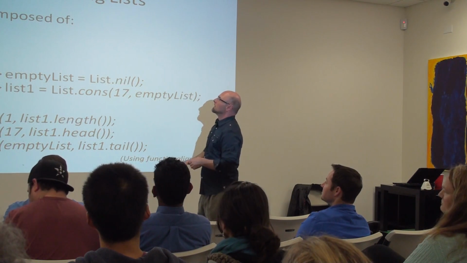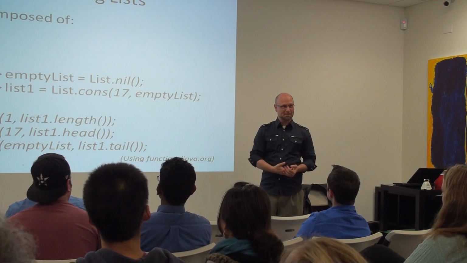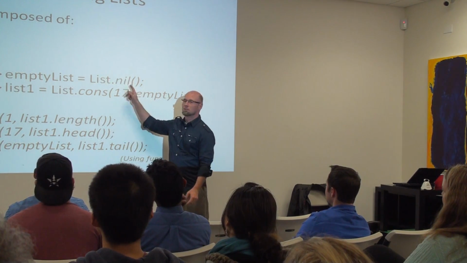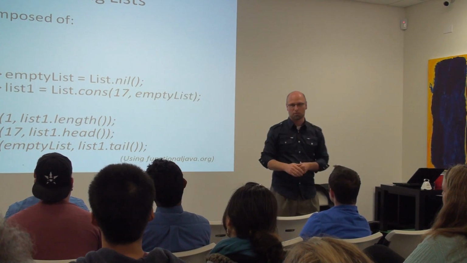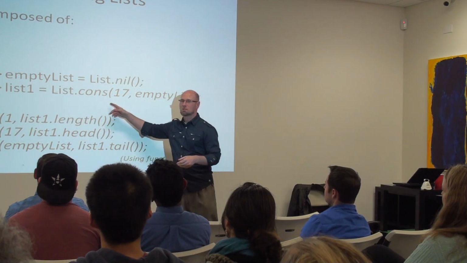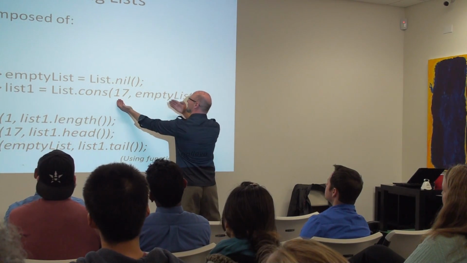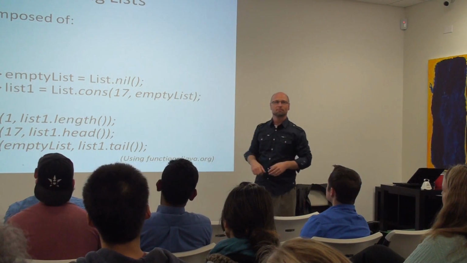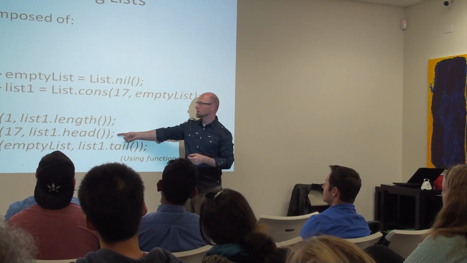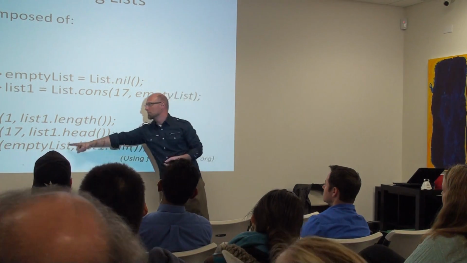But anyway. So the idea is, if you want to build up a list with many elements, you start out with an empty list. In functional Java, the way that they name the empty list is nil, and that's also historic, has to do with Lisp. But once you have an empty list, you can cons. Cons doesn't actually stand for construct, but let's assume it does. You take an element and an empty list, and now you have a list with one element. On this list, the length is 1, and the head is the 17 I just put in. And if I ask for the tail, I get back the empty list.